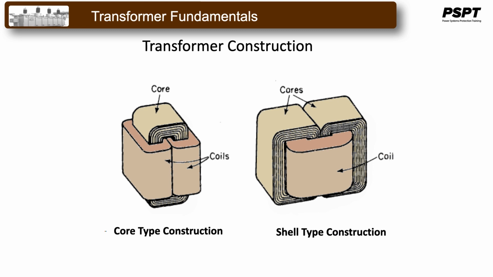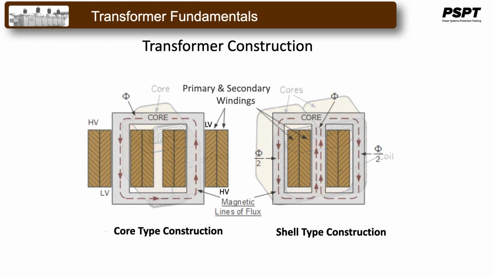Generally, the name associated with the construction of a transformer is dependent upon how the primary and secondary windings are wound around the central laminated steel core. The two most common and basic designs of a transformer construction are the core transformer and the shell transformer.